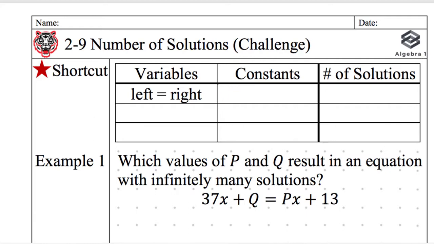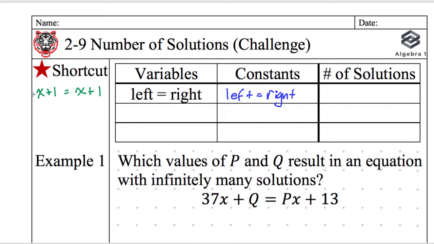I want to write in blue here. Left is equal to right. And if you can't picture what that looks like, I can do a mini example out here just in case you need it. It's something like x plus 1 is equal to x plus 1.